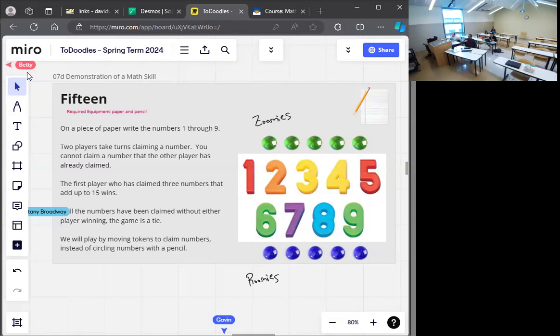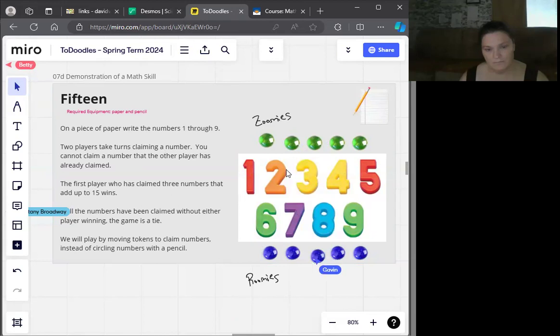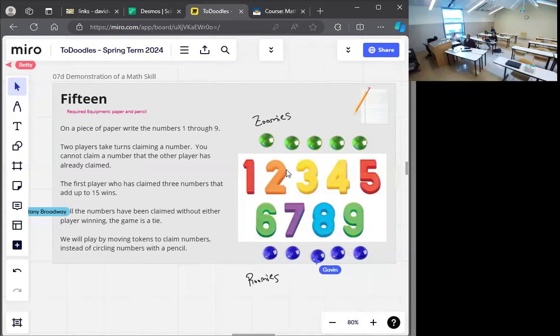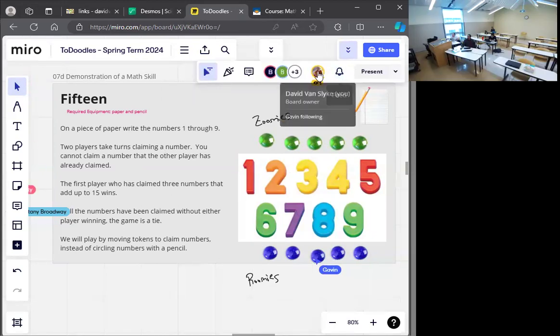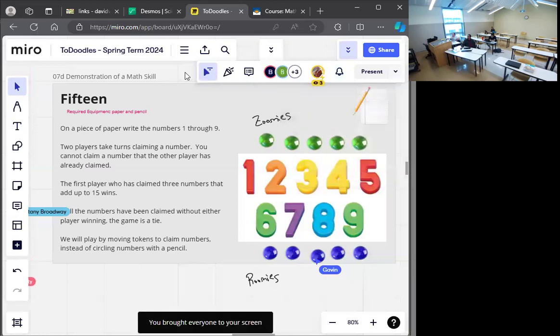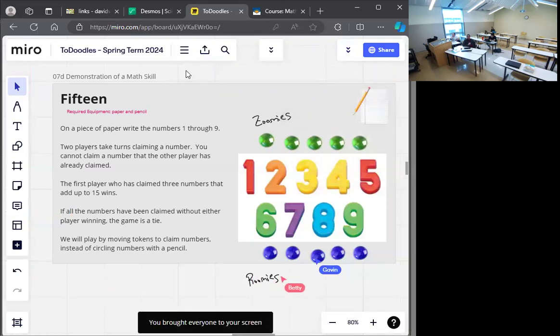To make it so you don't have to draw with anything, you have these markers, so the zoomies can just say, we want to claim 1, or we want to claim 3, or things like that. But I'm gonna have them go first, Kevin, so move the blue one back. So zoomies, talk together, one of you use your mouse, and figure out which number 1 through 9 you want to claim with your first little token.